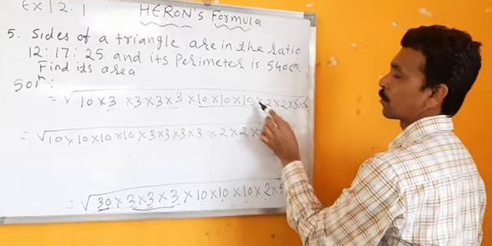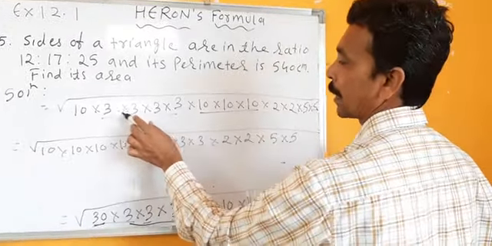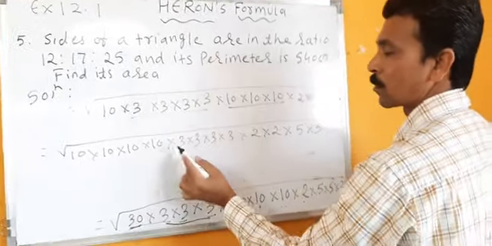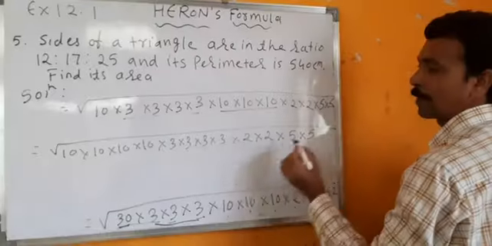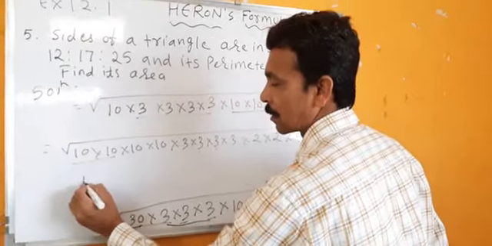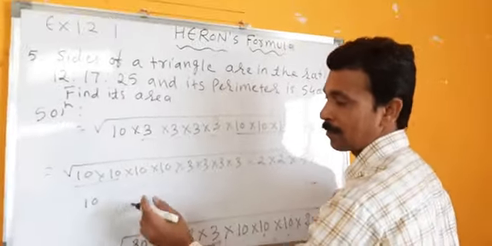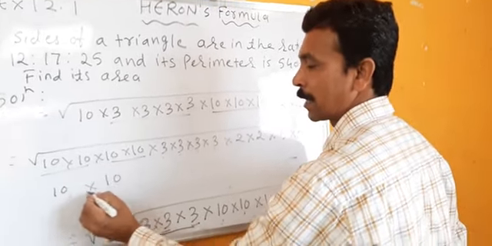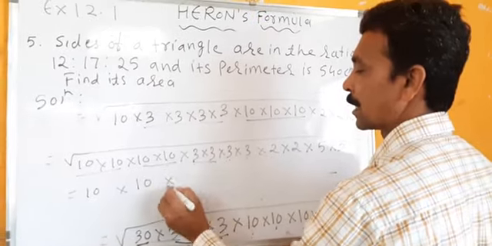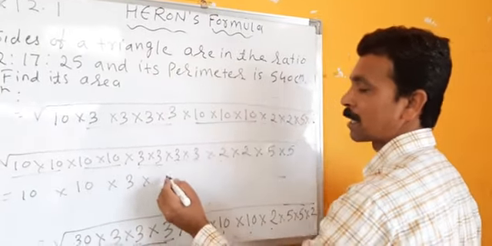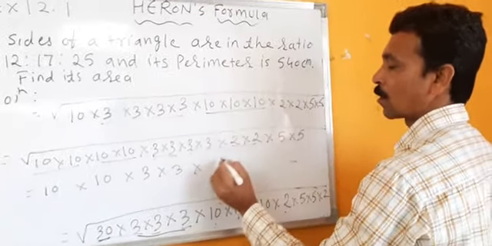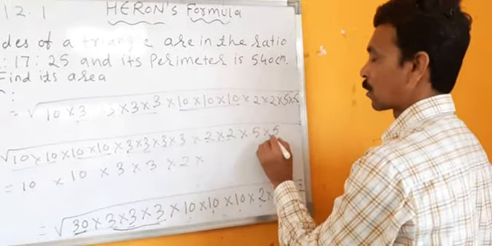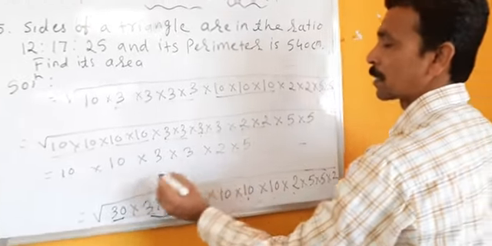From this pair of 10, one 10 will come out of the square root. From this pair of 10, one 10 will come out. From this pair of 3, one 3 will come out. From this pair of 3, one 3 will come out. From this pair, 2 will come out. From this pair, 5 will come out.